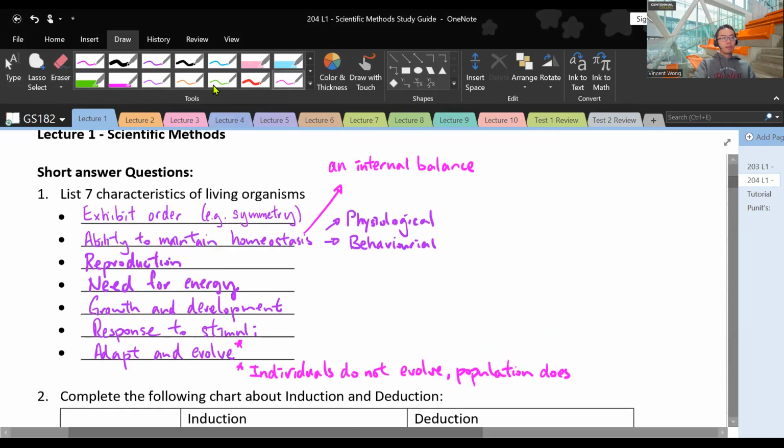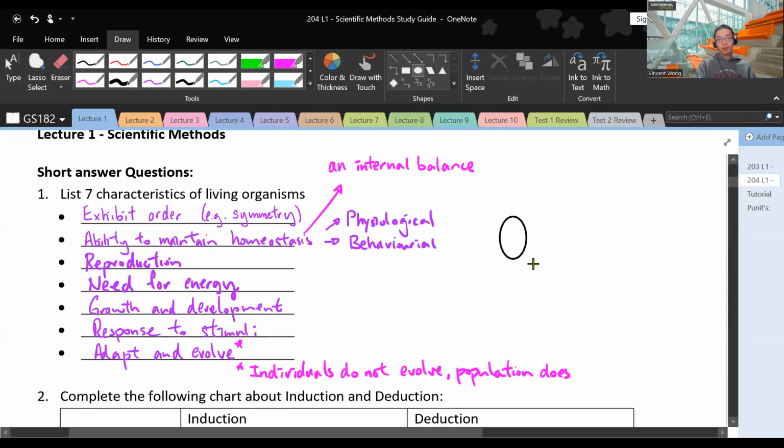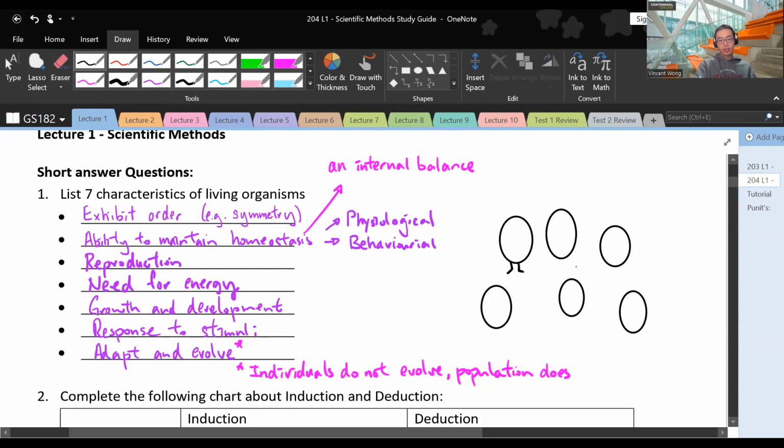So let me just give you a brief example to illustrate this. Let's say we have these hypothetical organisms. They look like little ovals, and we're going to give them some legs. These organisms come in two forms. Some of them have no fur on them, others are a little bit hairy. So you might ask, how come some have fur and some don't?